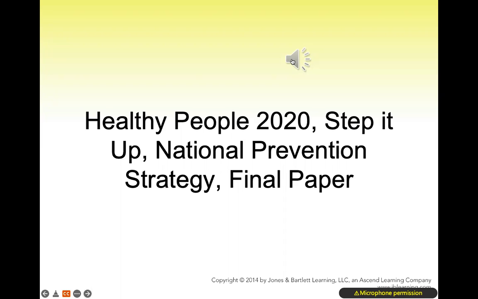If you look at the grading rubric, it has a requirement that you include Healthy People 2020, plus looking at some of the initiatives at the federal or the more local levels.